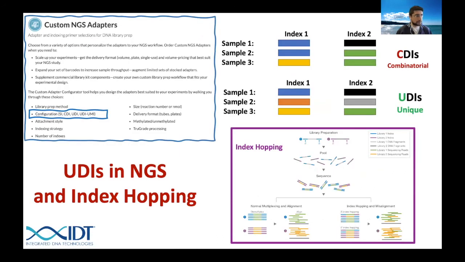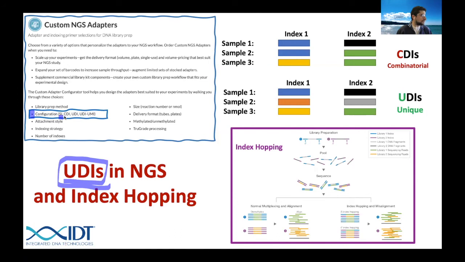The other thing I want to mention, and this is something everybody should start using, is the use of UDIs. The indices that you can have in your adapters can be different. If you look on the left, this is the possible configuration of the barcodes and adapters. When you see SI, these are the so-called single indexed. So you only have one index. Just forget about index 2, you only have one index, and that's identified with SI.